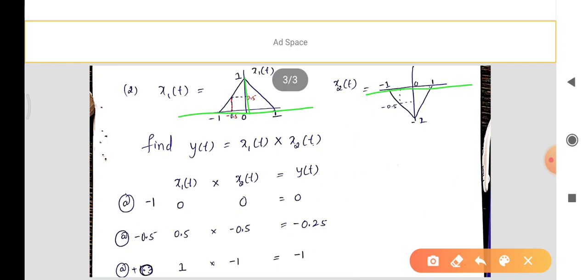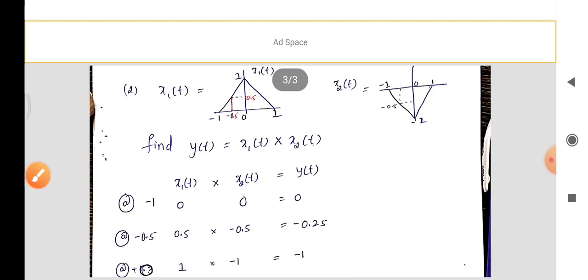Okay, magnitude is positive, whereas this signal has negative magnitude. So let's take at -1. At -1, what is the first signal value? 0. What about the second signal value? It is also 0. When you multiply this, it will be 0.